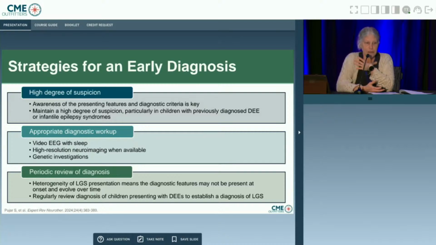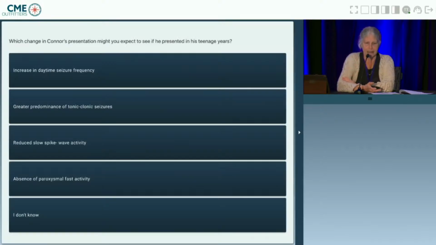I think one thing that we're not so good at as neurologists is we'll see a child, we'll put a label on them, this is what they have, and we forget to re-ask that question, is that still what they have when we see them again a year down the road? So we want to be sure that we're continuing to ask that question, is this still the right diagnosis?